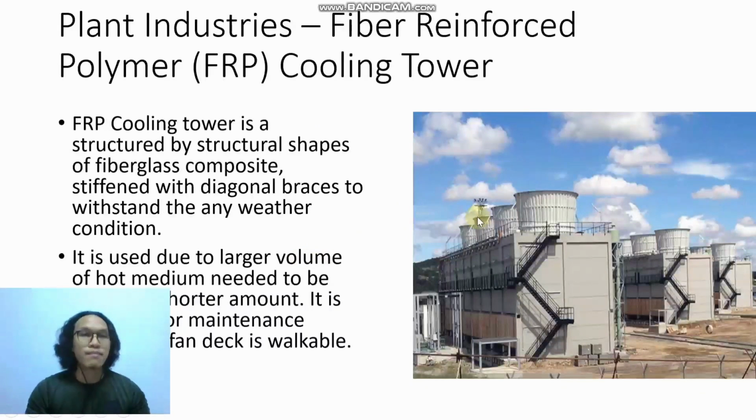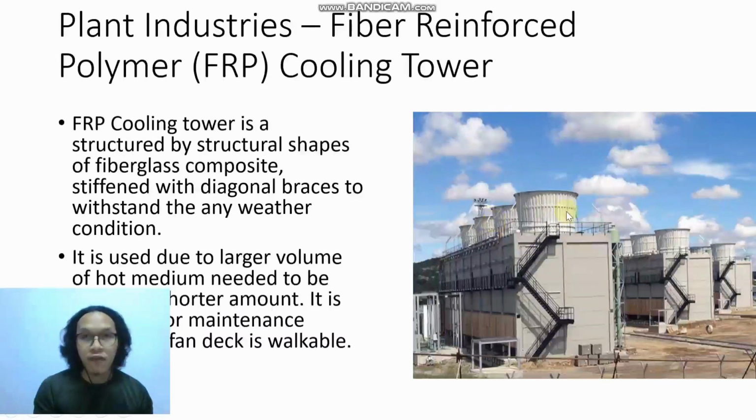So first is the plant industries. The cooling tower is fabricated from fiber reinforced polymer, which means this building is made of a polymer shape of fiberglass composite, which is stiffened with diagonal braces to withstand any weather condition. It is built as a very strong structure, which means it can withstand any weather condition. So this cooling tower is used because a large volume of warm chemical has to be cooled. For example, in this area, same concept as the cooling tower.